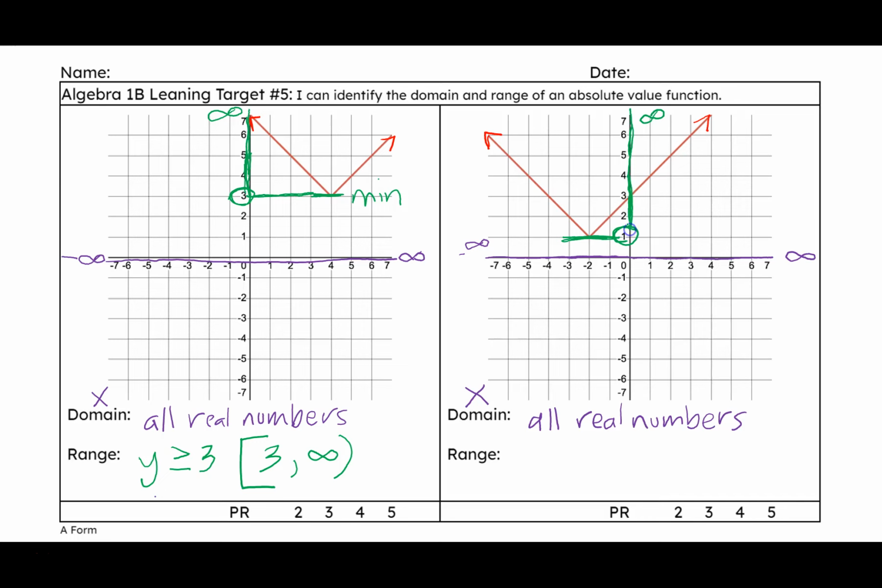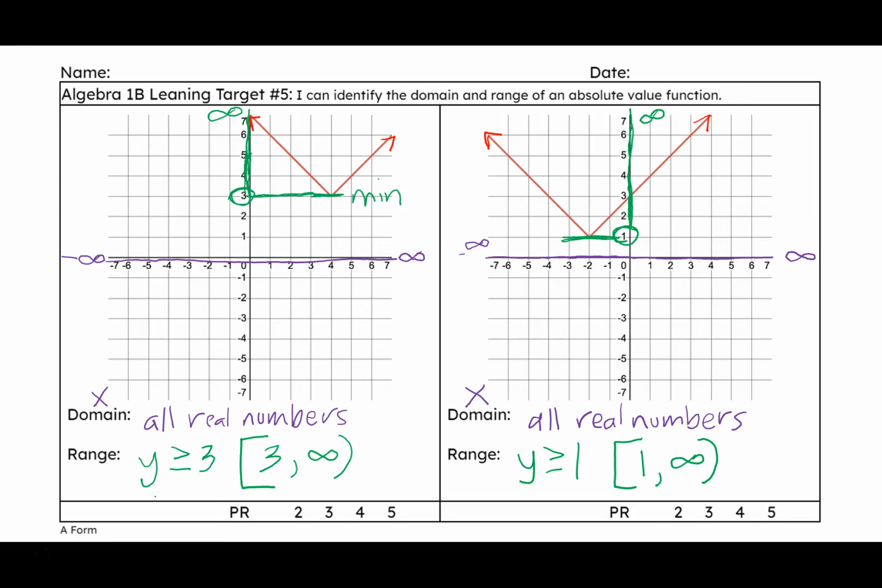The least value that y can be is 1. It's never going to be any lower than that. So our range is going to be y has to be greater than or equal to 1. Our minimum is 1. Our maximum is positive infinity, somewhere around positive infinity, but exactly starting at 1.